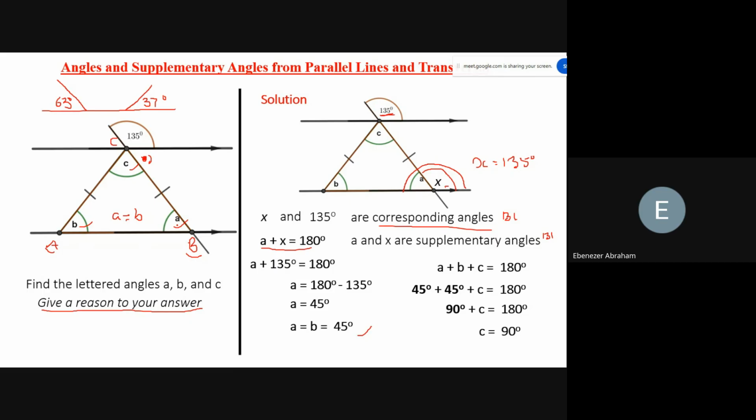So the person is using alternate angles. That is also fine. Or alternate with fine here and then say alternate with B. But I chose to use the triangle itself because I've been given a clue that ABC is an isosceles triangle. And if it's an isosceles triangle, then it means the base angles are equal.